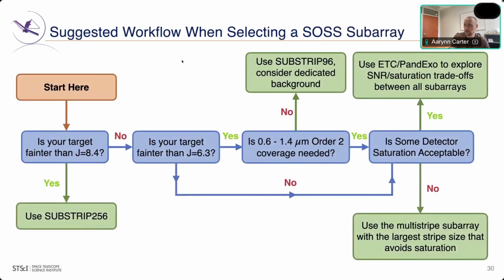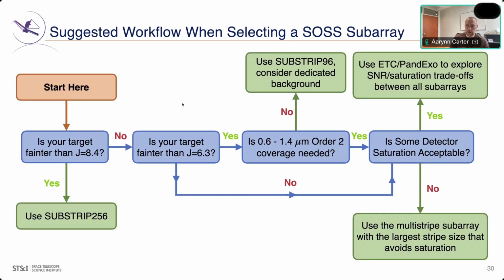Okay, finally, I wanted to do a quick workflow for selecting a SOSS subarray, because I know it can be a little confusing when you have all of these different options available to you. So really your first consideration should be, is your target fainter than a J magnitude of roughly 8.4? If it is, then you should just use SUBSTRIP256. That's going to give you the full wavelength coverage. You're not going to lose any photon counting time because of the inefficiencies of superstripe, and you can just do a regular SOSS observation.